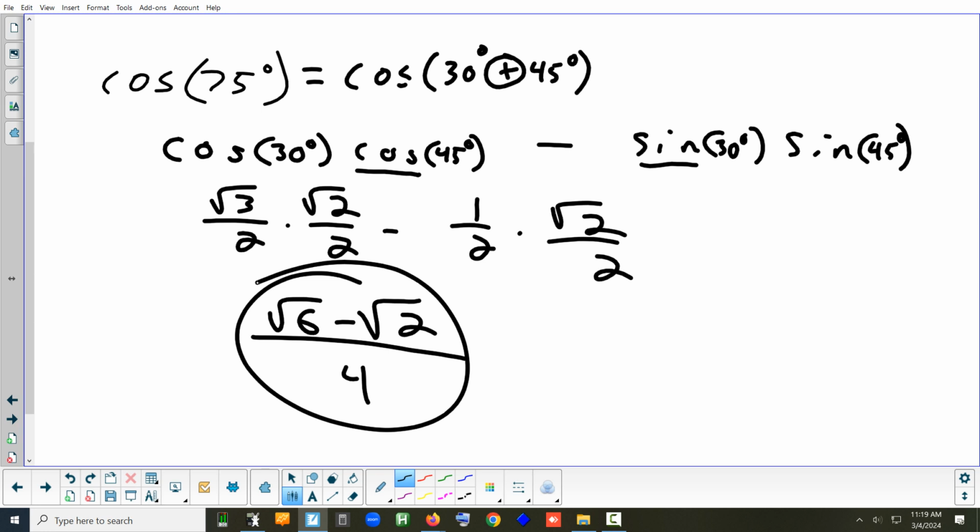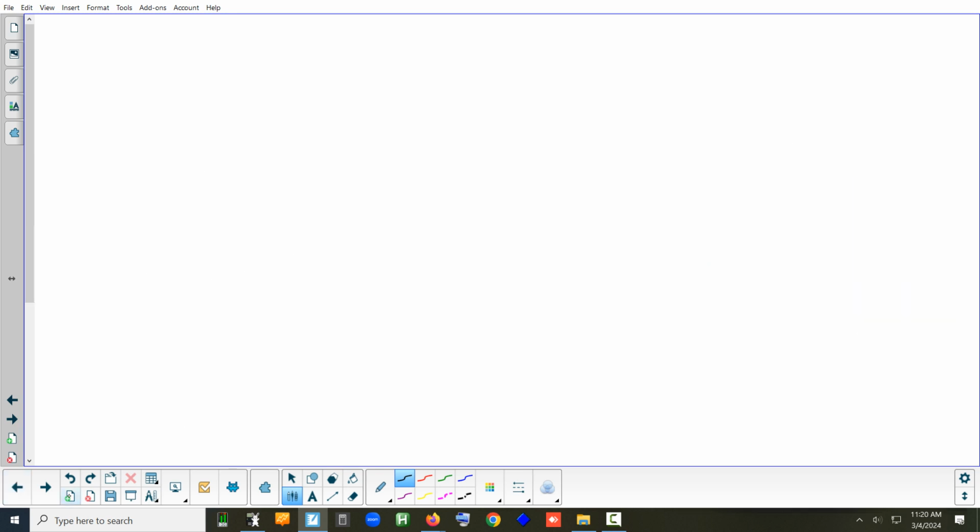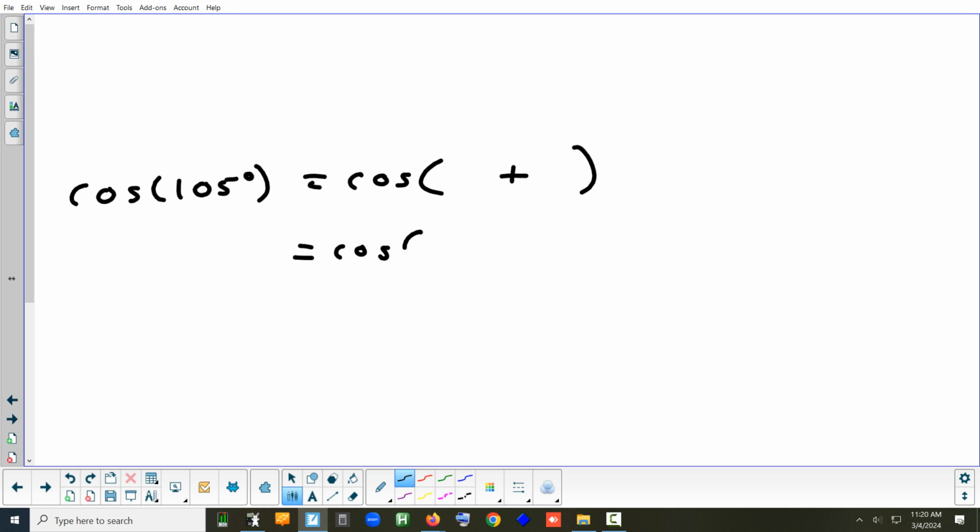All right, let's pick one of those other angles that's a multiple of 15. Let's try 105. Let's just see if we can figure out how to break up 105. And let's see if we can do it both ways. Let's see if we can write it as a sum, and see if we can write it as a difference. Because technically, you can do every single problem that I could give you as either a sum or a difference, if you can figure out the numbers.